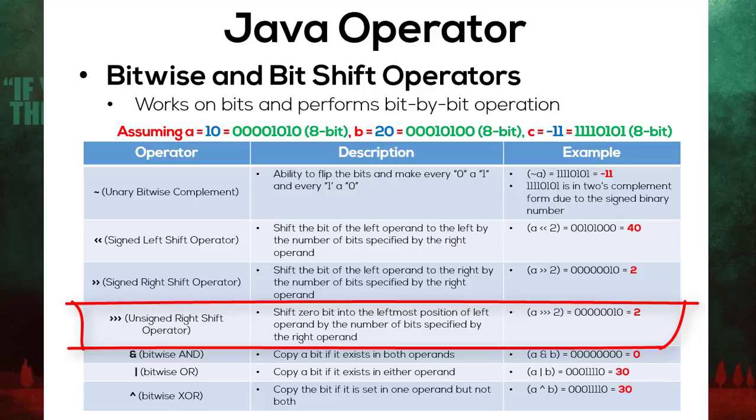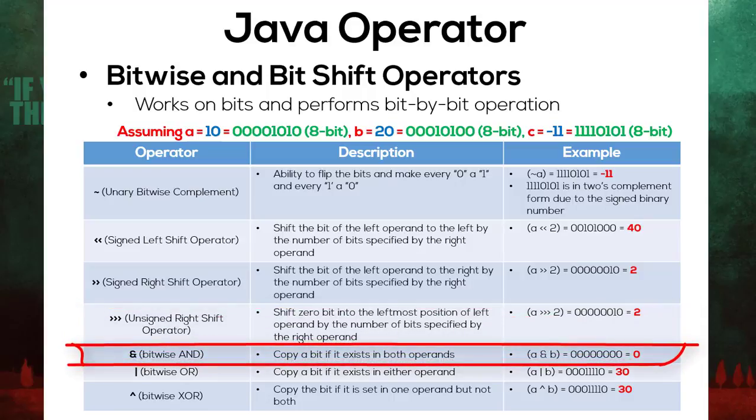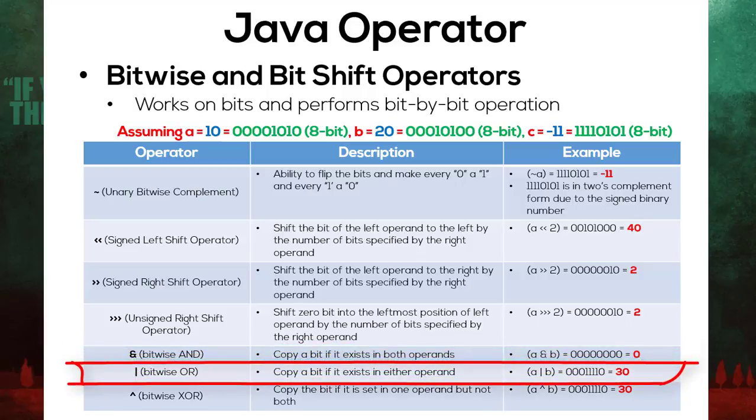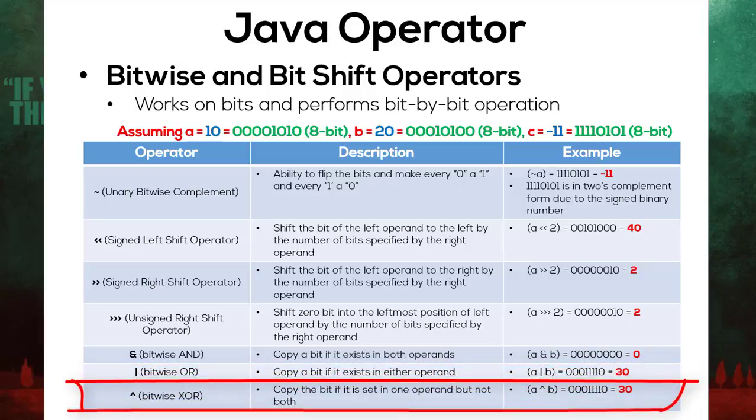The unsigned right shift operator behaves the same as the signed right shift operator if and only if the left operand is a positive value. However, if the left operand is a negative value, the unsigned right shift operator will shift the sign bit too, thus causing a huge difference in the end result. The bitwise AND operator will copy a bit only if it exists in both operands. The bitwise OR operator will copy a bit if it exists in either operand. The bitwise exclusive OR operator will copy the bit if it is set in one operand but not both.